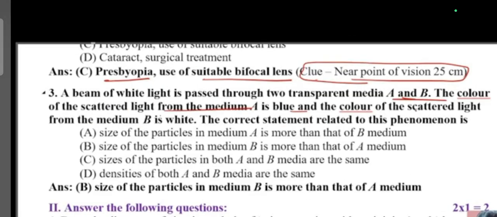Question number 3. A beam of white light is passed through two transparent media A and B. The color of scattered light from medium A is blue and the color of the scattered light from medium B is white. The correct statement related to this phenomenon is, answer is B: size of the particle in medium B is more than that of medium A.